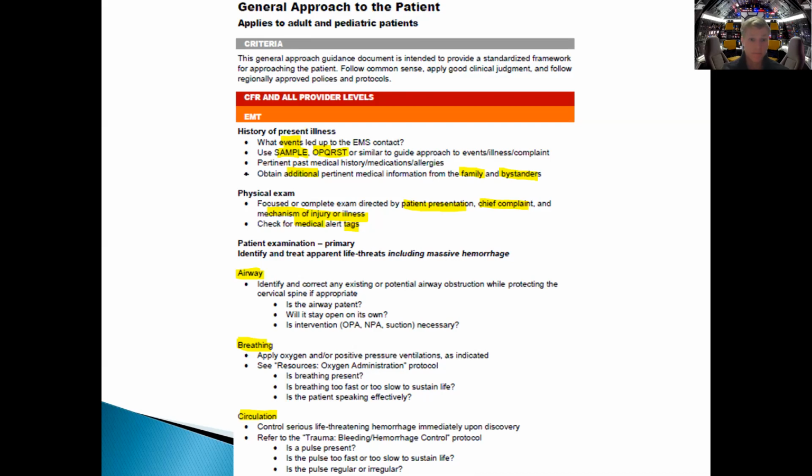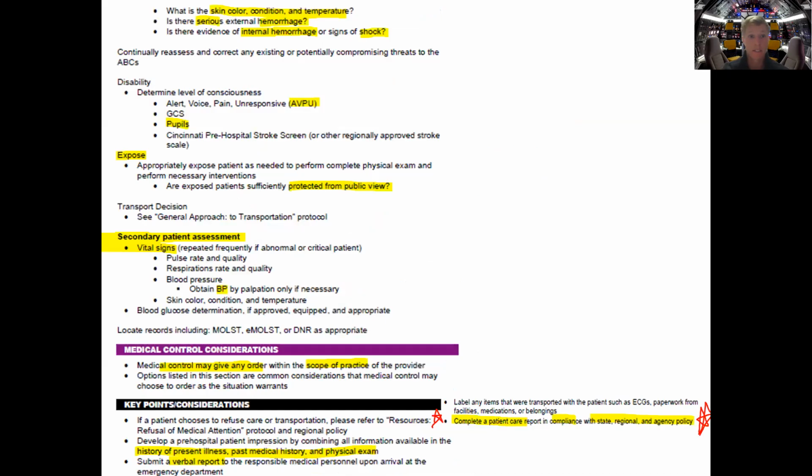Do you need suction? Breathing. Is oxygen therapy necessary? Do you need to ventilate them? How is their SpO2? Is breathing present, too fast or too slow? Are they speaking effectively? Circulation. Is there any trauma or bleeding? Is a pulse present? Is the pulse too fast or too slow? Is it regular or irregular? How's the skin: color, temperature, condition?